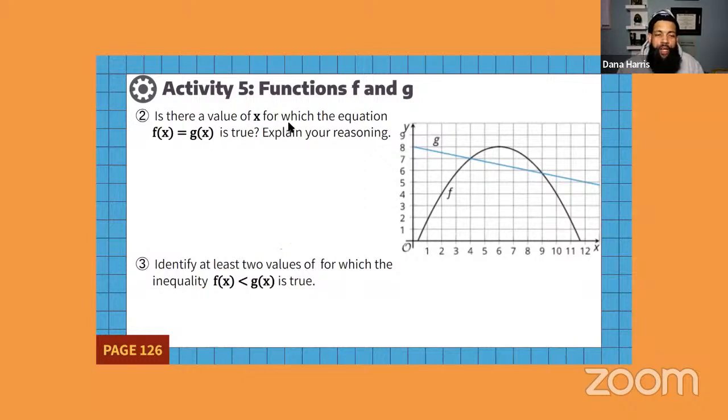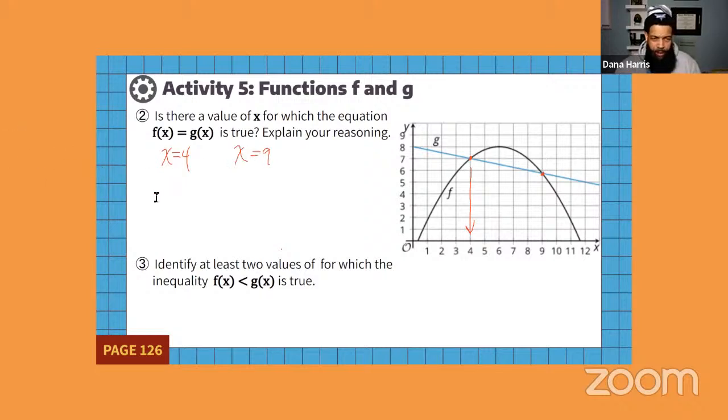Is there a value of x for which the equation f of x is equal to g of x is true? Boom. It's right there for the input 4. So when x equals 4, and there's another point over here where they intersect when x equals 9. And you want to explain your reasoning.